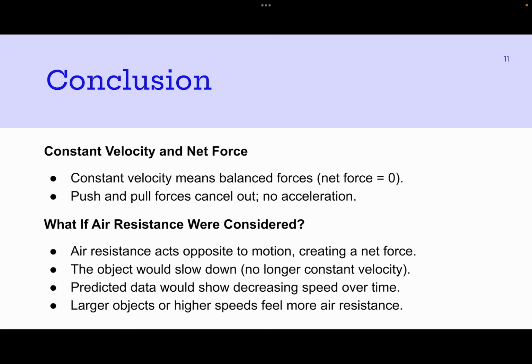So, the conclusion: constant velocity and net force. Constant velocity means balanced forces, net force equals 0, and push and pull forces cancel out, and that means that there's no acceleration. So my what-if question is, what if air resistance was considered? Then air resistance acts opposite to the motion, creating a net force, and the object would slow down. So this would go against the idea that there's constant velocity, as there's deceleration. And then the predicted data would be shown decreasing over time rather than a straight line.